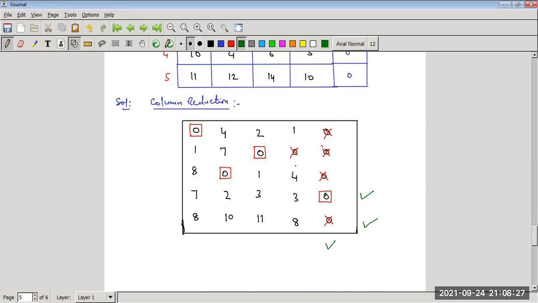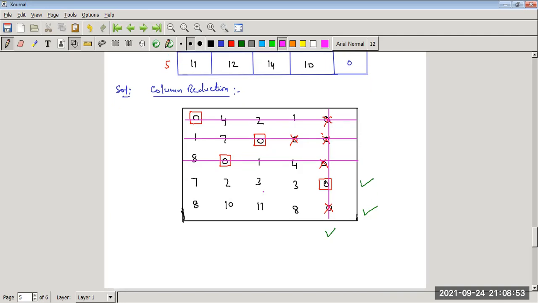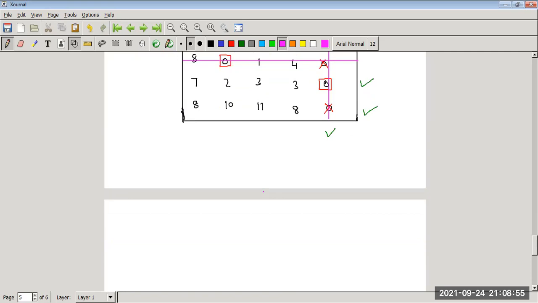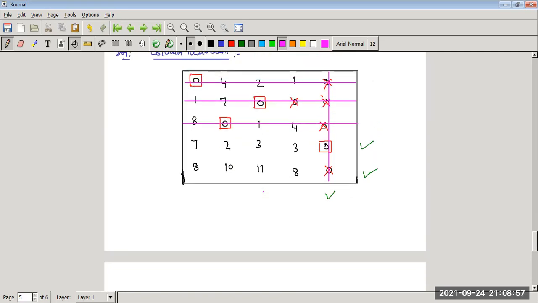Now we have to draw a line through each unticked row and each ticked column. Now what you observe is that all the zeros are covered by the lines, and the number of lines drawn is equal to the number of assignments. So now we make the new cost matrix.